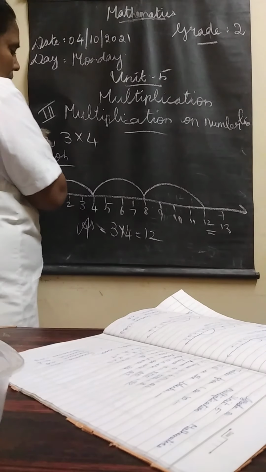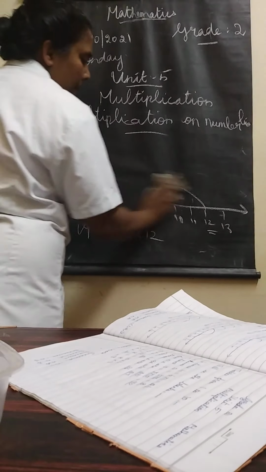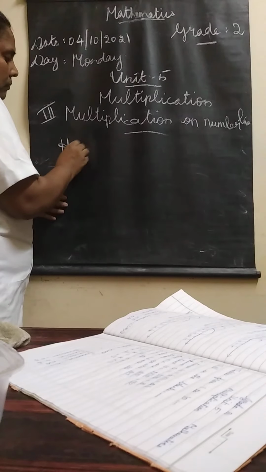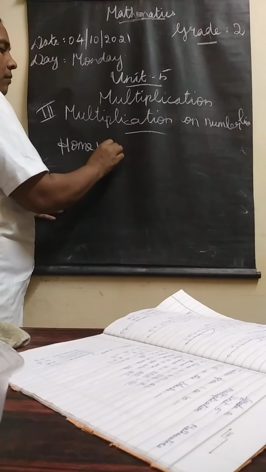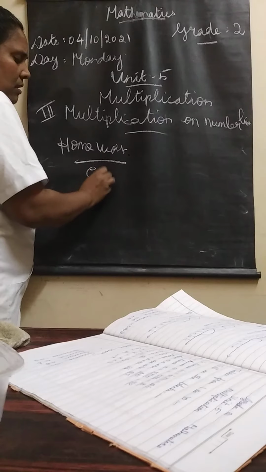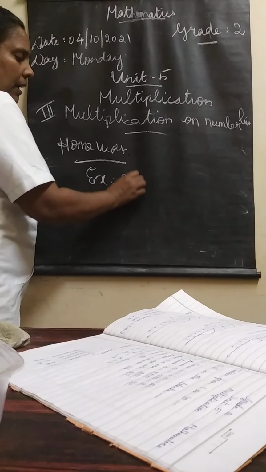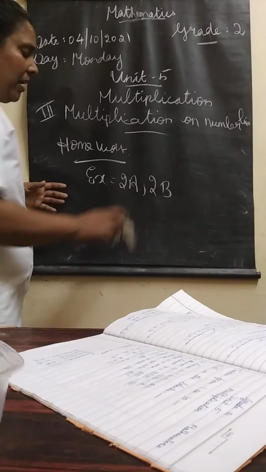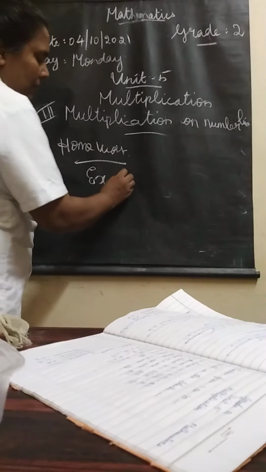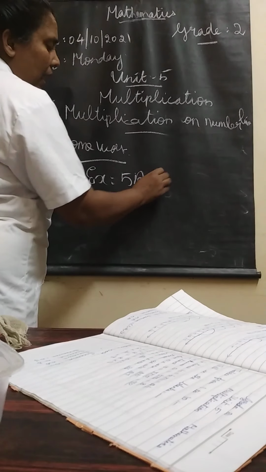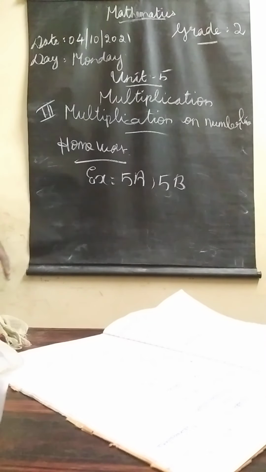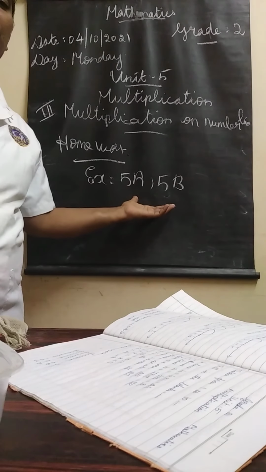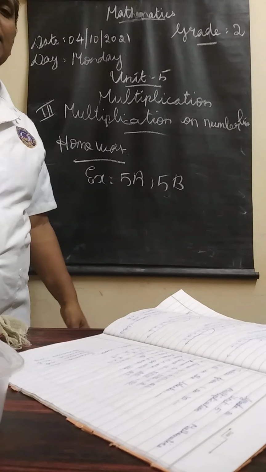Mark today's homework. Today's homework. Exercise 5A and 5B. Okay, exercise 5A and 5B. Today's exercise 5A and 5B. Do the homework problems in your maths book. Okay? Yes. Thank you.